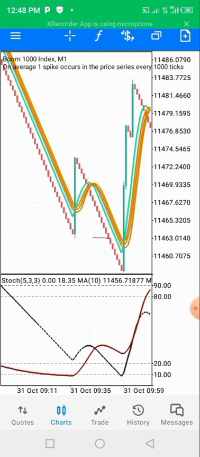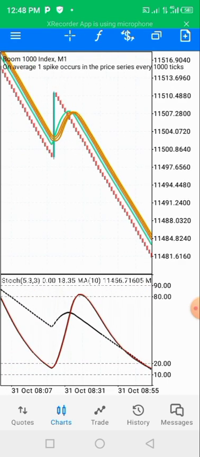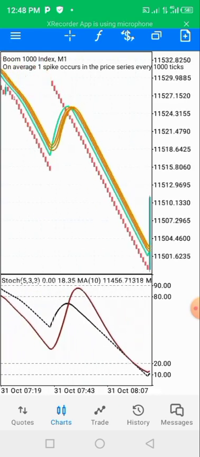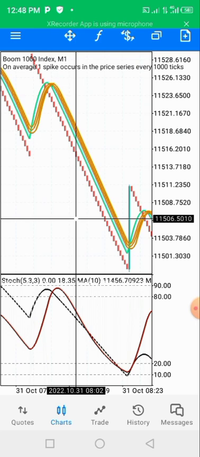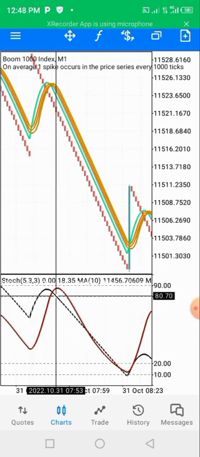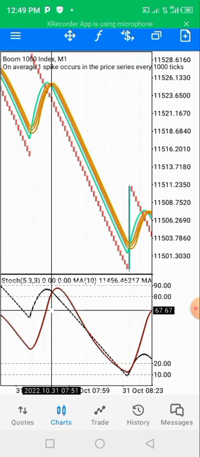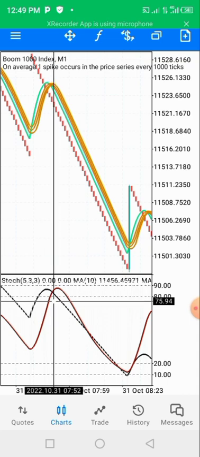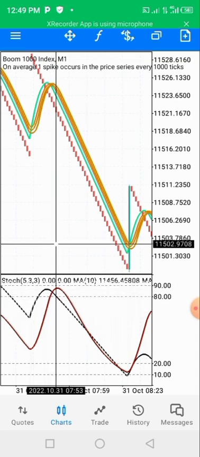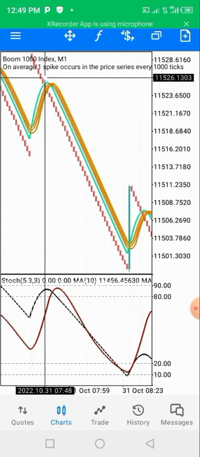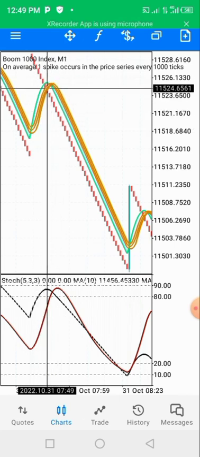Let's look for another entry, guys. Okay, this is another entry right here. As you can see here, the black and red indicator is above the level 80, in between level 80 and level 90. And on your main chart, you see that the green indicator is crossing the gold indicator to the downside, like this.